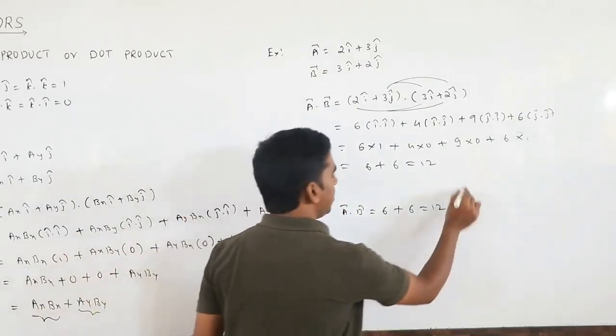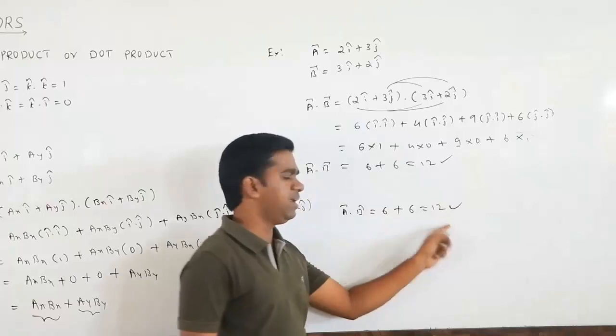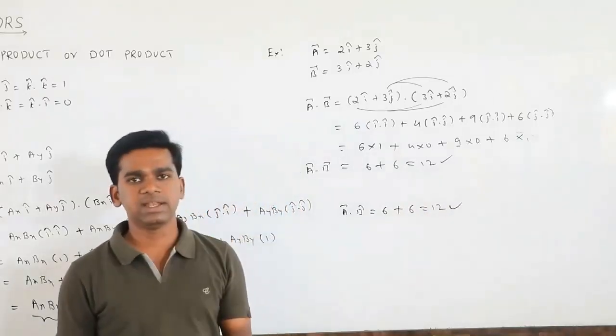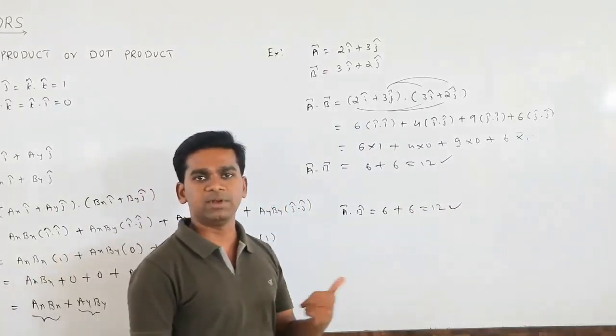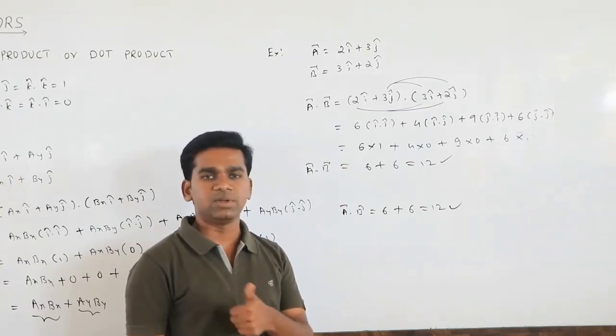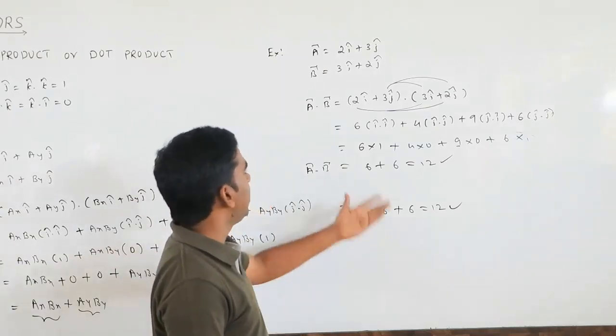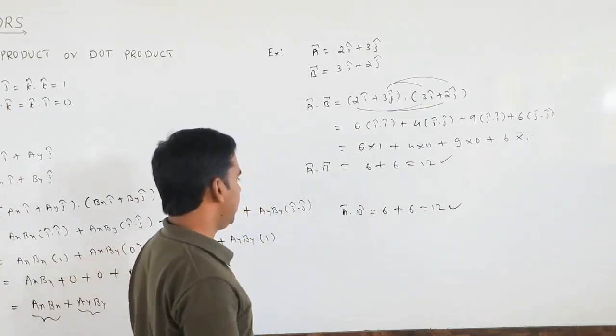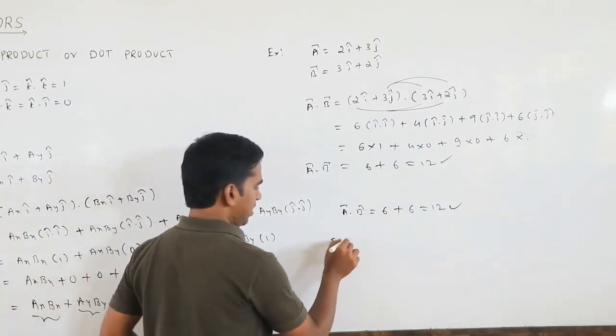This is also 12. You are not getting any i cap, j cap, k cap, which means it is a scalar. We should get a scalar only, because we are doing the scalar product or dot product. Okay. So like this you can do an example, or you can take many examples.